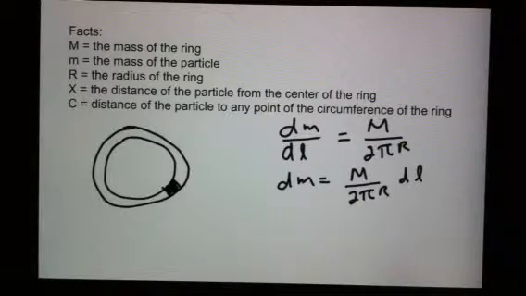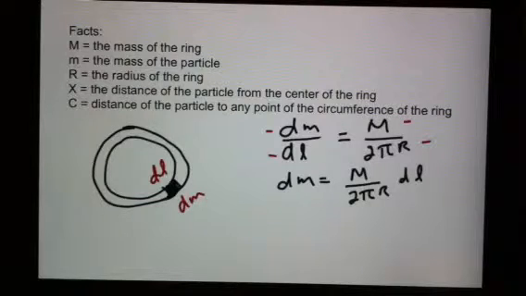So we have a single section of the mass, of the total mass, dm, over a small section of the total length, that's dl. A small section of the mass divided by a small section of the length is proportional to the overall mass of the ring and the overall length of the ring. We already established that the length of the ring can be calculated with the formula 2 pi r, the circumference of the ring. And we solve for dm, which will end up with mass over 2 pi r dl.